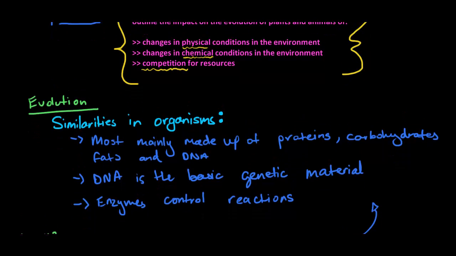Evolution. Now, what is similar in organisms? What is the basis in organisms? So, most are mainly made up of proteins, carbohydrates, fats, and DNA. Most organisms are mainly made up of these couple of elements, and that's particularly true. Then you've got DNA as the basic genetic material. For most organisms, it's just common knowledge that the genetics and everything is based off this DNA that they have inside them. And lastly, enzymes control reactions.